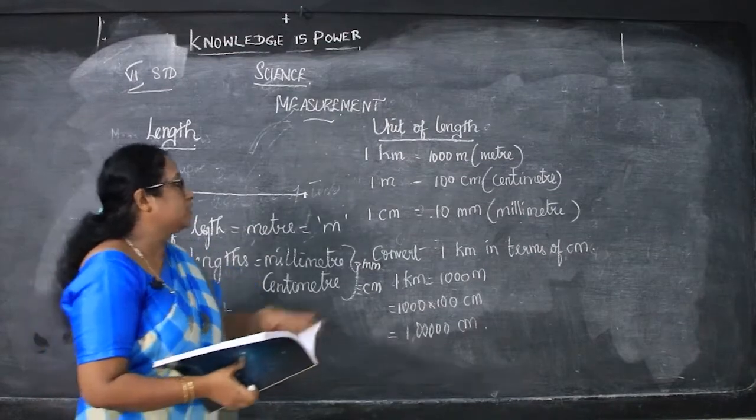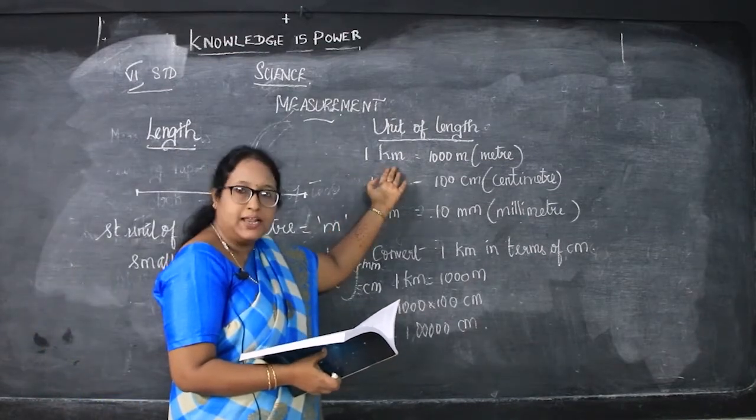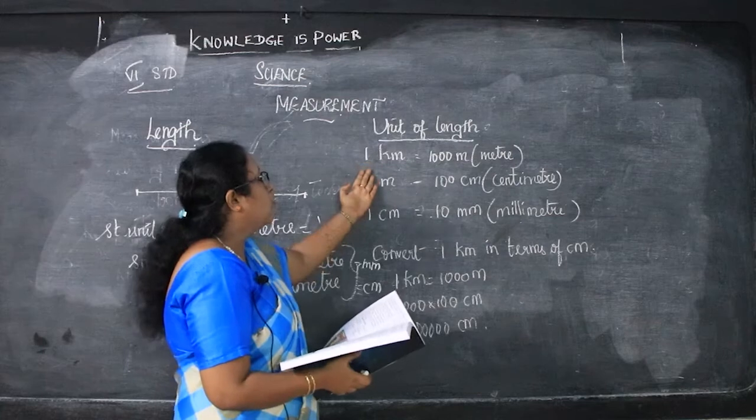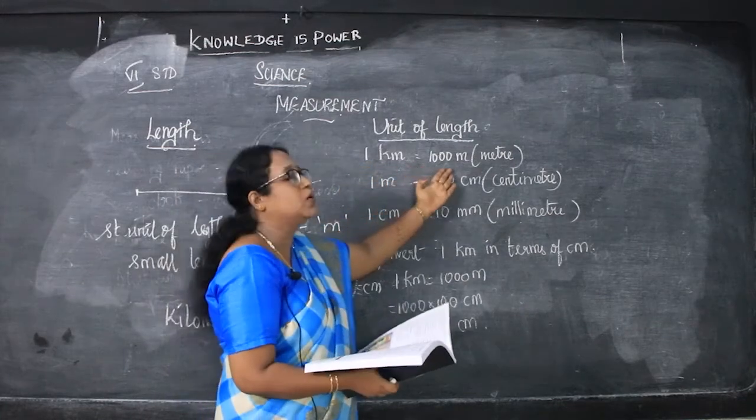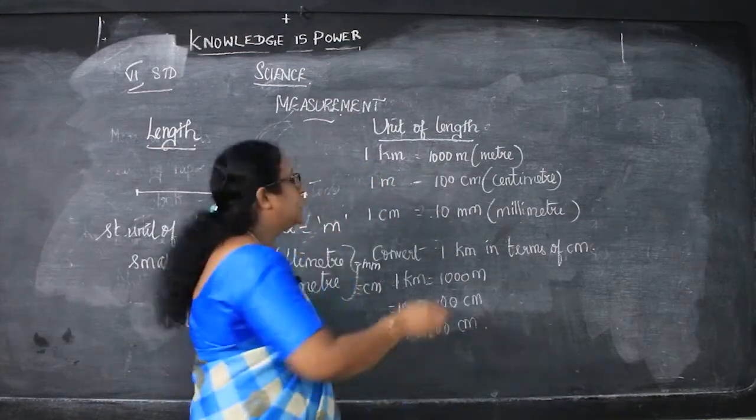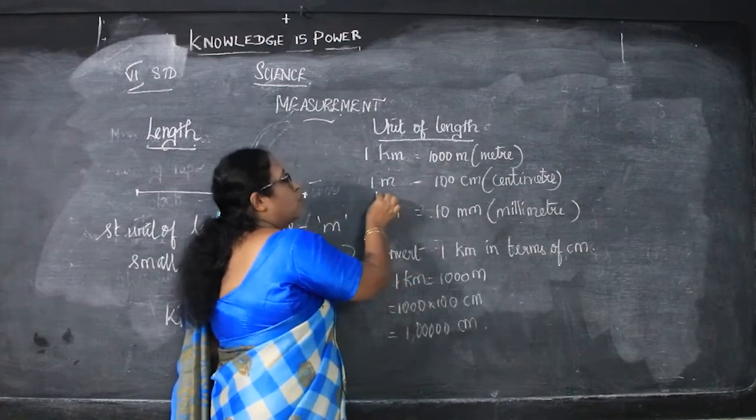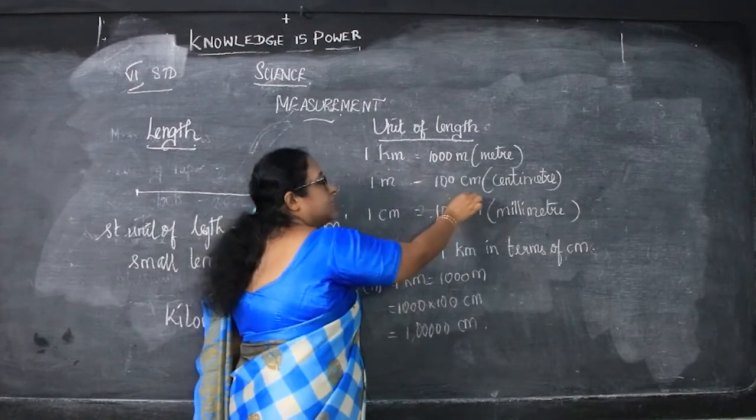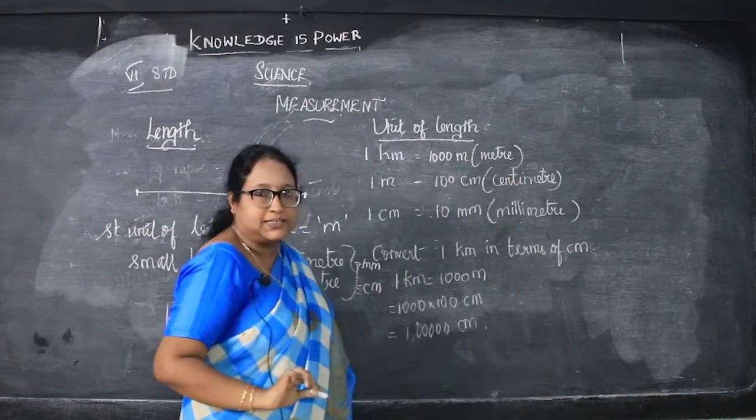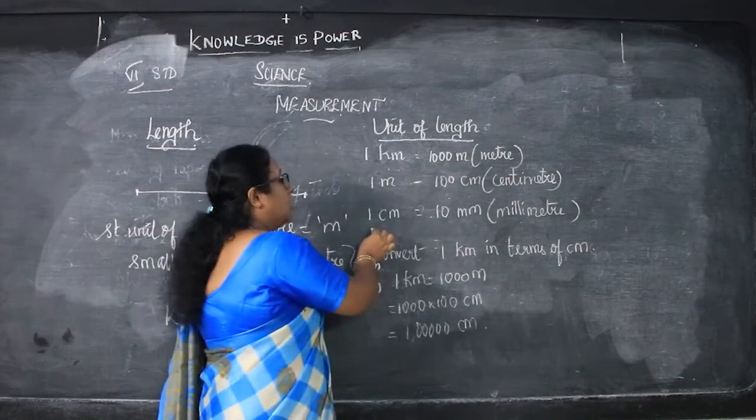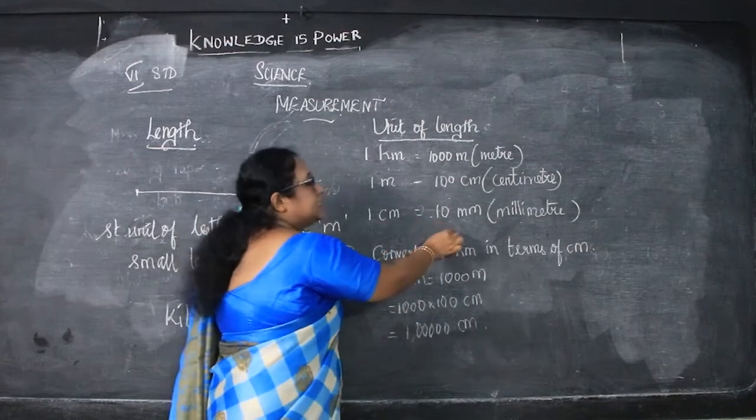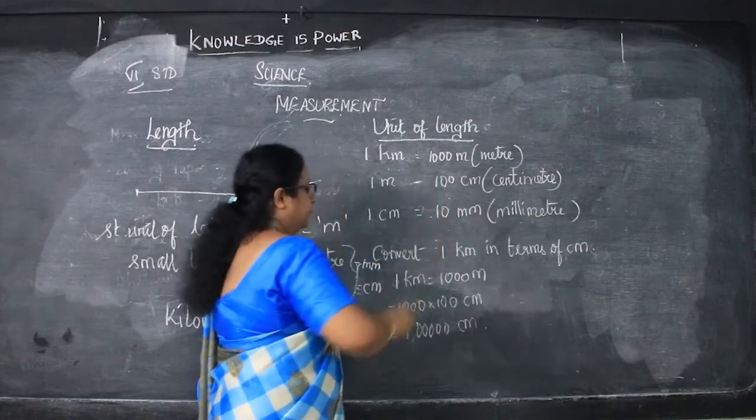Now we are going to see the units of length. 1 kilometer is 1000 meter. 1 meter is 100 centimeter. 1 centimeter is 10 millimeter.